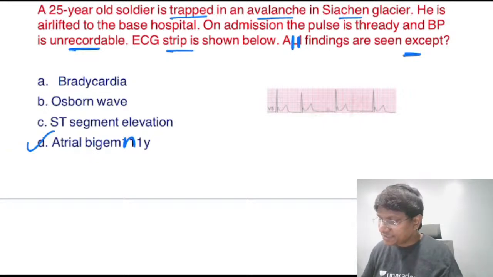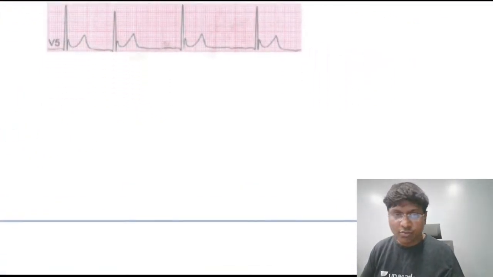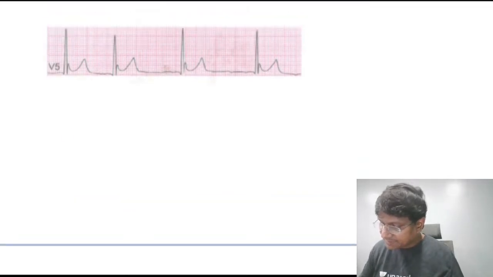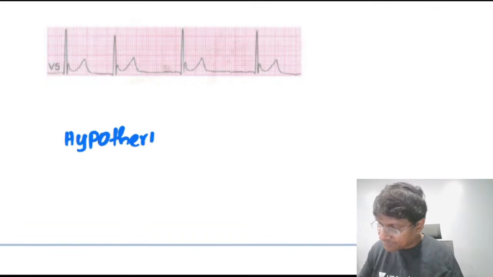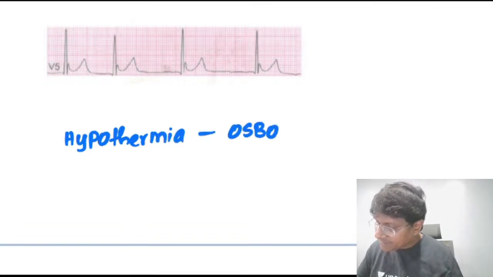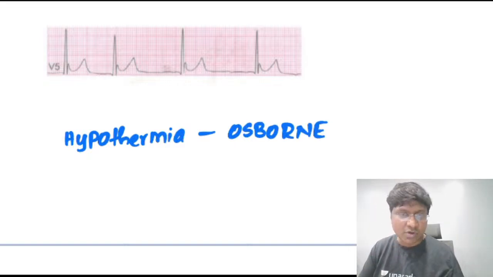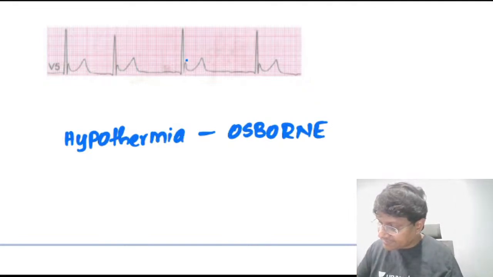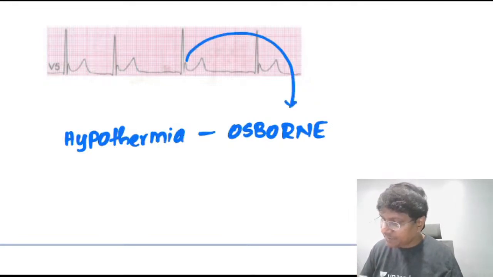Right? So this patient has been trapped in an avalanche. What can the patient develop? That is hypothermia. Whenever there is hypothermia, the ECG finding that you will see is the Osborne wave. Now, what is this Osborne wave? It is a blip which is present at the J point. And this is the Osborne wave, which is seen in patients with hypothermia.